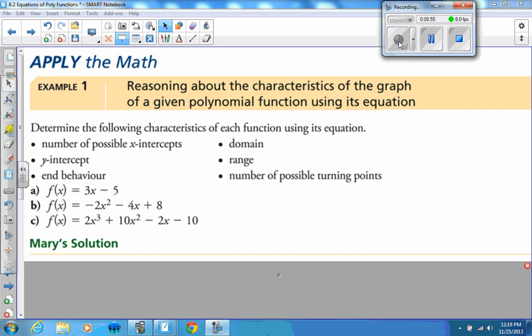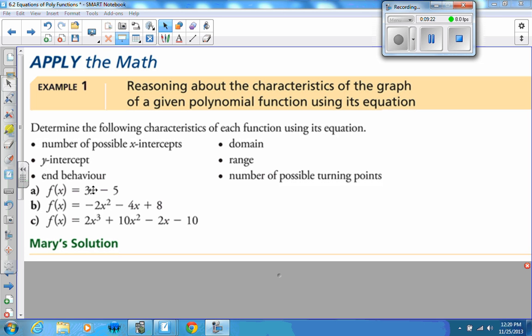So let's look at example 1 on page 385. It says determine the following characteristics of each function using its equation: x-intercepts, y-intercept, end behavior, domain, range, number of possible turning points. So this is just like the one you did in 6.1. So f(x) = 3x - 5 is linear. So it should have only one x-intercept. It should have only one y-intercept.